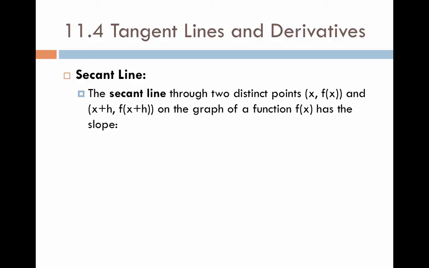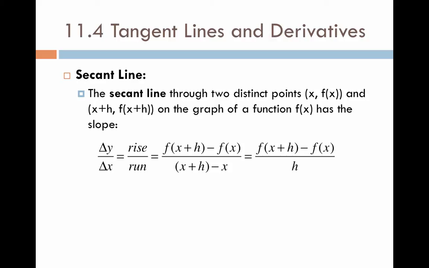Alright, so the secant line. The secant line through 2 distinct points, x comma f of x, that was point P, and x plus h comma f of x plus h, that was point Q, on the graph of a function, f of x, has the slope. Basically, it's the change in y over the change in x, or you might remember that as rise over run from an algebra class. So plugging in what your y's would be, the difference of y values in the numerator, and then the difference of x values in the denominator, and then cleaning up, you get f of x plus h minus f of x over h. So that's the slope of the secant line. This expression is called the difference quotient.